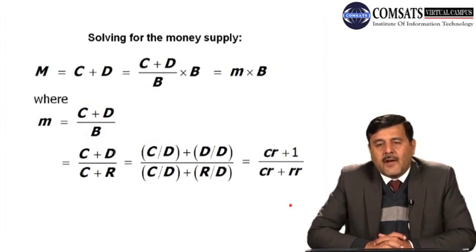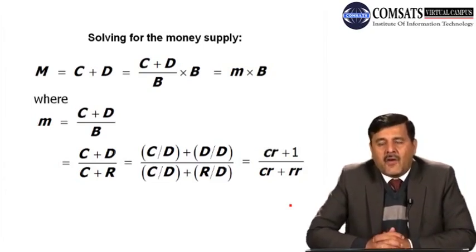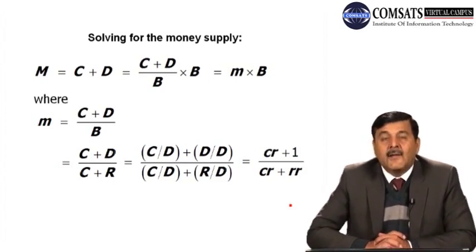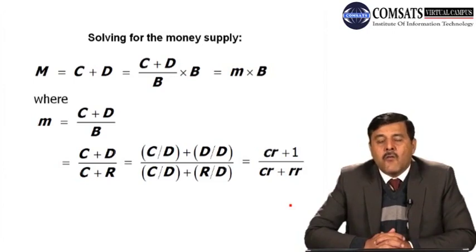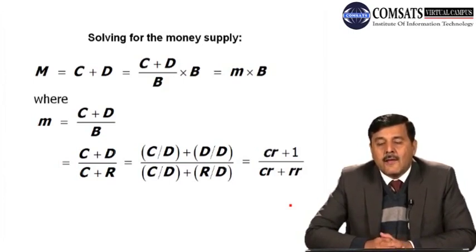Now we solve this by using these variables. We try to come up with the money supply equation. M, as we know that M is equal to currency plus deposits, C plus D. If we multiply this on the right side of the equation by B and divide by B, we get C plus D over B into B. Now if we substitute C plus D over B is equal to small m, then we can write this equation M is equal to small m into B, right?